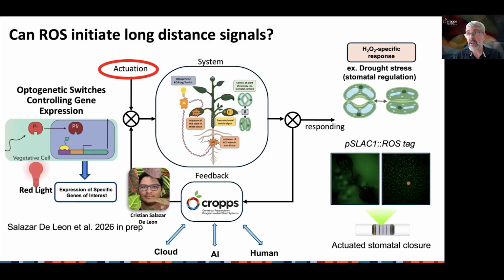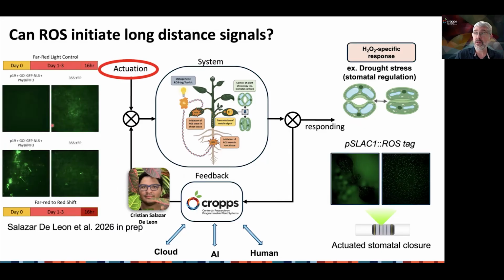We have made other kinds of optogenetic switches in plants. Christian in my group has also created a phytochrome-based optogenetic switch that doesn't make ROS, but just directly regulates gene expression in response to red light. It can also be turned off by far red light. So this works in vivo.